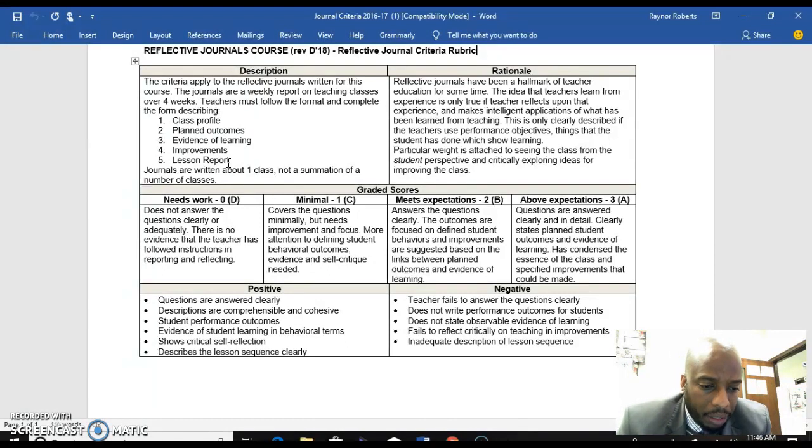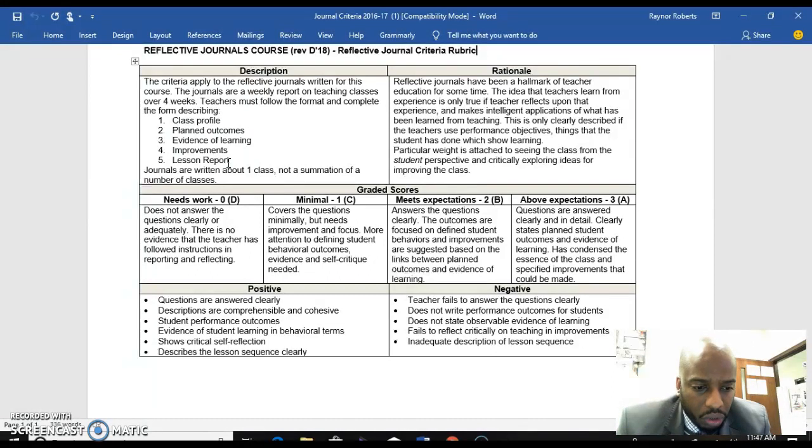You're not thinking about your teaching. Fails to reflect critically on teaching and improvements. So we want to see you think about your teaching. So, you have to be your own boss. Inadequate description of lesson sequence. So go through the whole paradigm. How did you start to how you finish? Go through that entire paradigm.